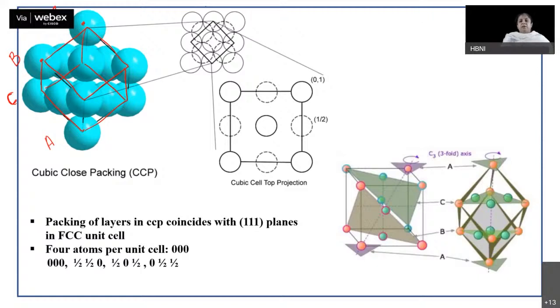And now the planes are not coinciding with how your layers are packed. This is the point that I want to make. Okay, so this is one interesting thing.